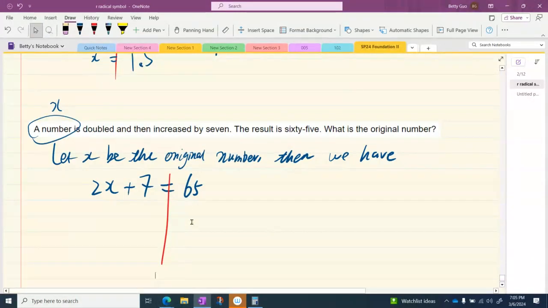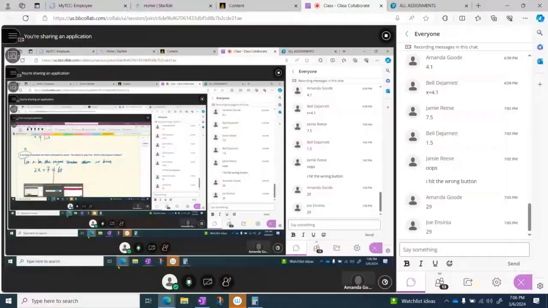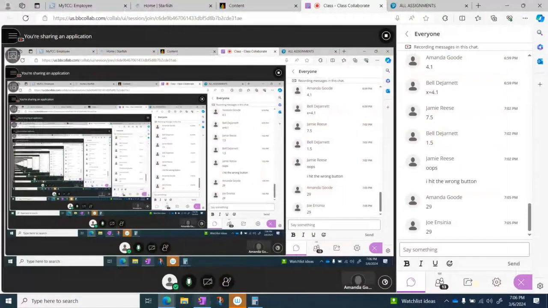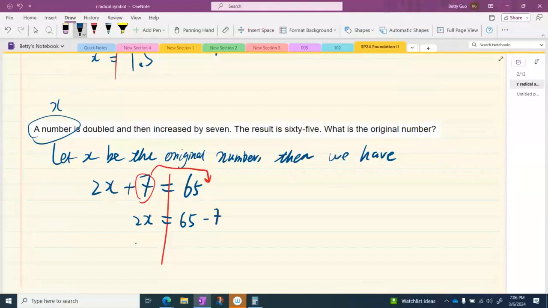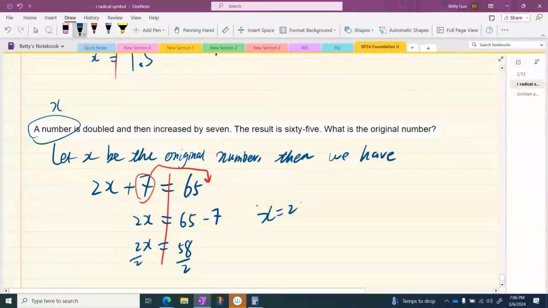Let me see what's the answer. I think it's 29. Do you have the same? Yeah, awesome, very good. Why is it 29? I'm going to move this over. So we have 2x on the left, 65 minus 7 on the right. 65 minus 7 is 58. 58 divided by 2. Yeah, divide by 2, divide by 2. Use your calculator. x is 29. Yeah, the original number is 29.